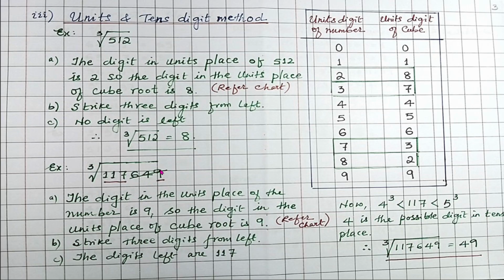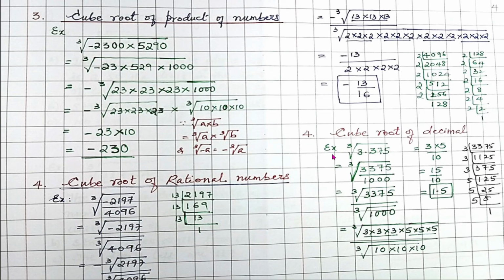Now cut 649, take the next group 117. Now find out between which consecutive cubes 117 lies. 117 lies between 4 cube and 5 cube, because 4 cube is 64, 5 cube is 125, and 64 is nearer to 117. Therefore we have to take 4 as the digit in the tens place. Therefore cube root of 117649 is 49. So please remember that is the method of finding the cube root by the units and tens digit method.